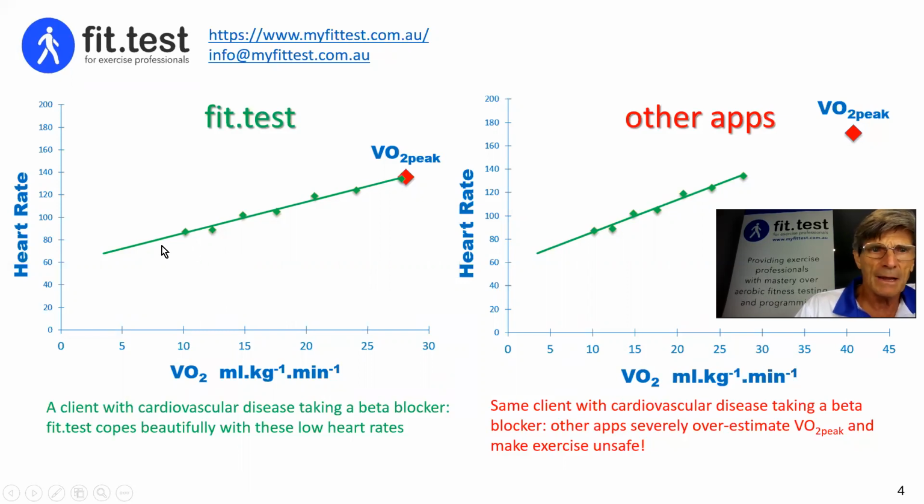Clearly here, you can see that this client has gone through a number of exercise stages, but heart rate didn't exceed about 135 beats, even at peak exercise. So it was a relatively low heart rate response, and you'll notice it's quite a flat heart rate response to exercise. I'll be able to use fittest very simply by entering that final heart rate to get an estimate of VO2 peak, which is clearly linked beautifully to this data.